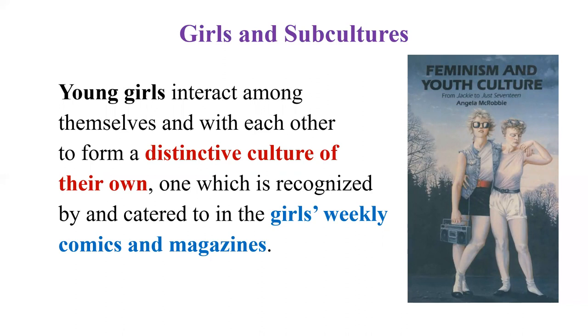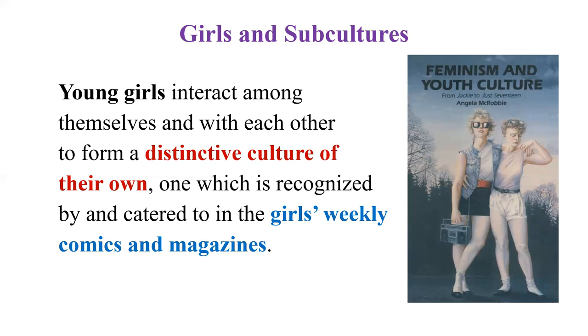Magazines aimed at girls. And Angela McRobbie says, even among youth, girls also have a subculture of their own. It's like A Room of One's Own, Virginia Woolf. Similarly, a subculture of their own. Young girls have their own hairstyle, the way they dress, the way they use makeup, what they listen to, I mean music, whatever they do. They also have their own subculture, which is distinct, which is different from boys' subculture. That's what she tries to say.